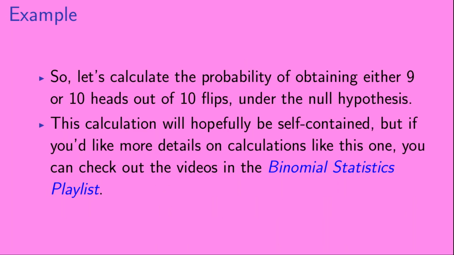So let's calculate the probability of obtaining either 9 or 10 heads out of 10 flips under the null hypothesis. This calculation will hopefully be self-contained, but if you'd like more details on calculations like this one, you can check out the videos in the binomial statistics playlist.